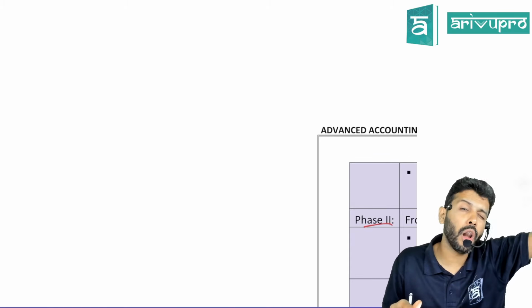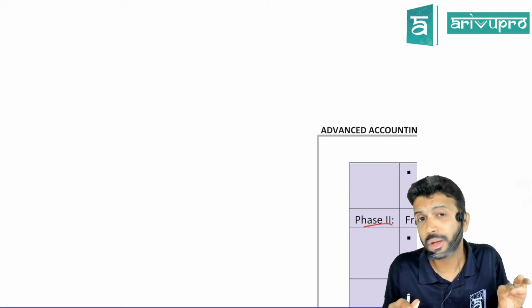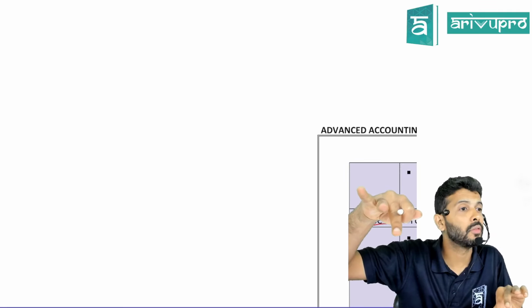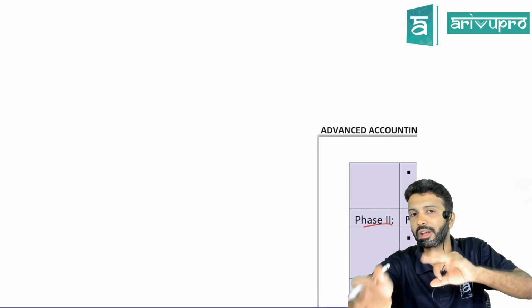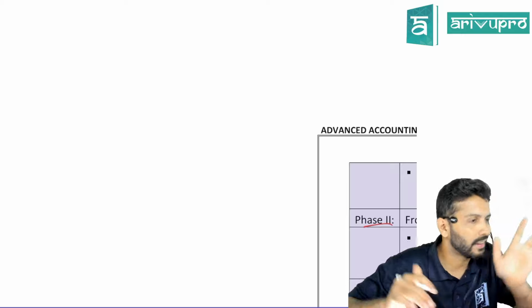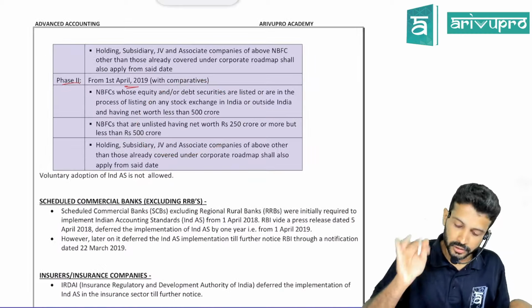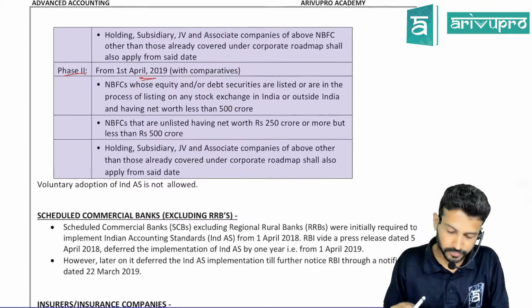All listed NBFCs will come under phase 2. Unlisted NBFCs are also covered. If you are an unlisted NBFC and your net worth is 250 crores or more, you will fall under Ind AS. Limits are the same, so quite easy to remember also. Okay, sir. That's all with respect to Ind AS.